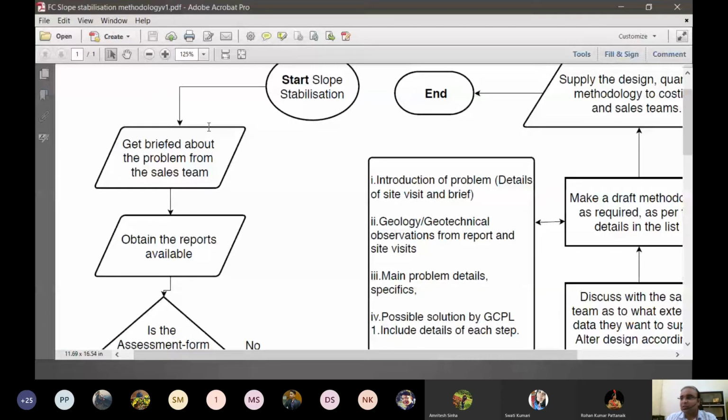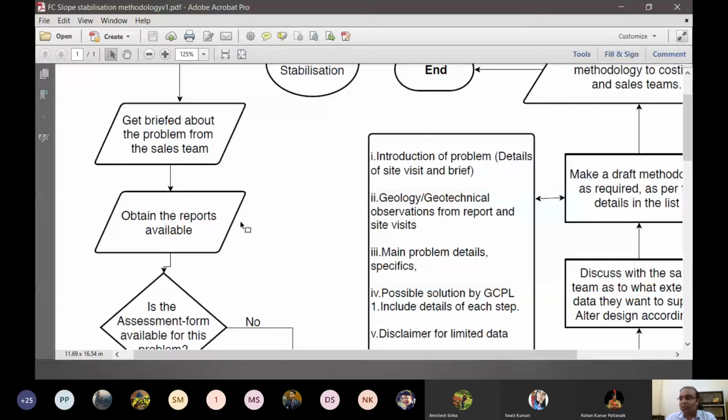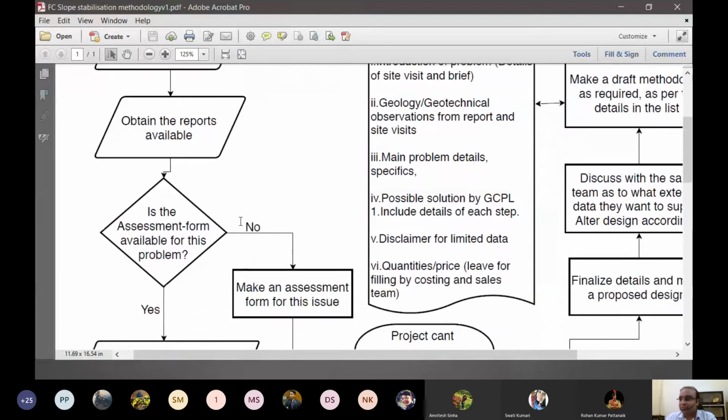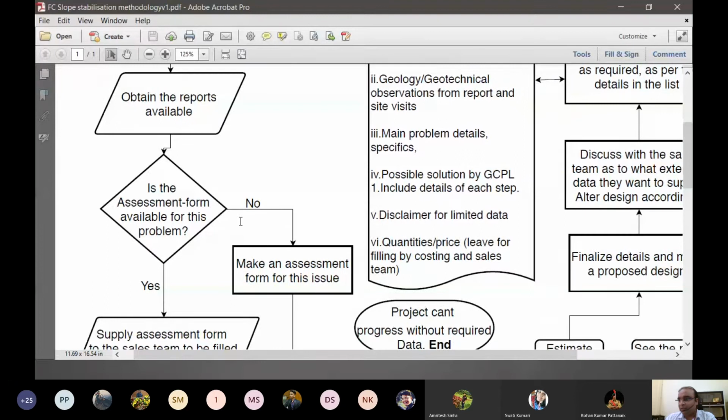So the first step was to get briefed about the problem from the sales team, which I used as an input. Then obtain the reports that are available for that project, again through the sales team. Then there was a decision: is the assessment form available for this?